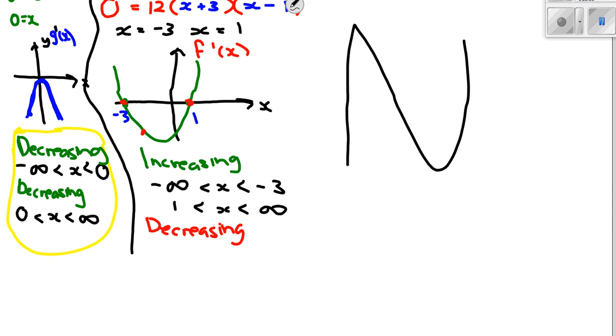What notation would you use for the decreasing part? X is greater than -3 and less than 1. You see from -3 to 1 it's down. I did it as two separate things instead of just one thing. I just wrote infinity instead of x.